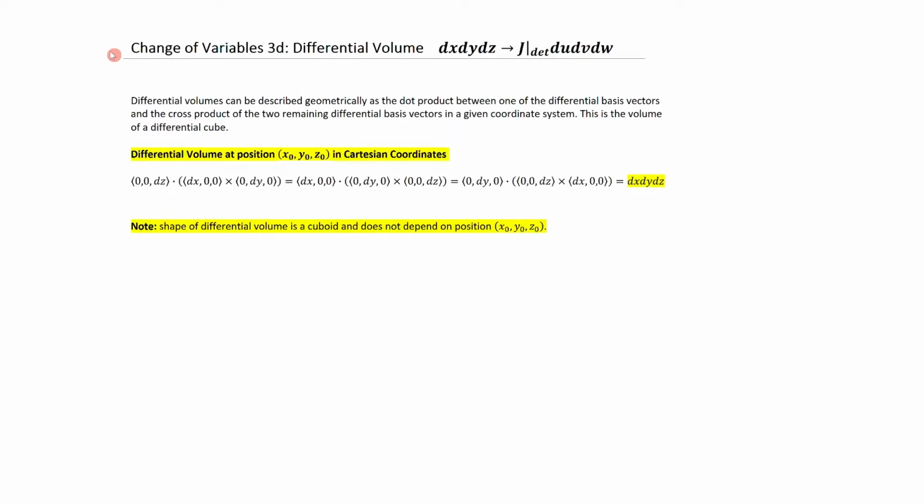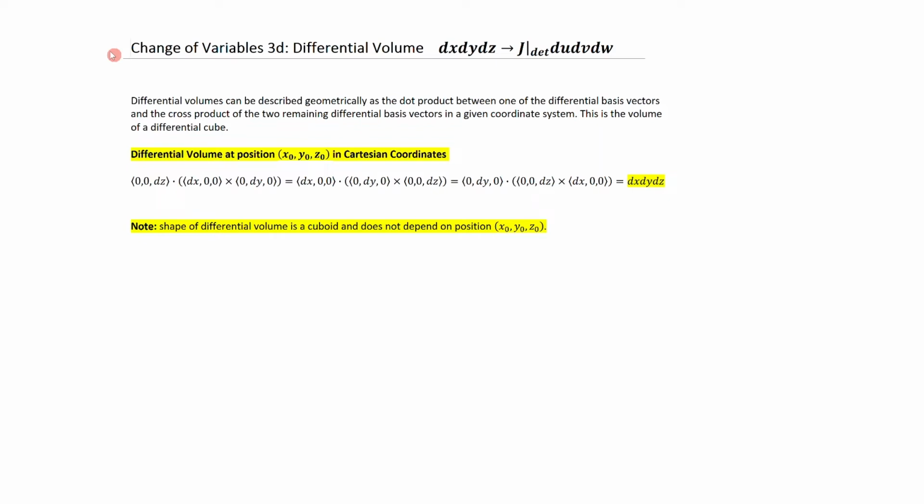All right, so what I'm going to basically show you is that if you take a differential volume in Cartesian coordinates, which would be dx, dy, dz, it transforms according to the rules shown: you take the determinant of the Jacobian matrix and then multiply by the differential volume in the new coordinate system, which means du, dv, dw. So, a general note: differential volumes can be described geometrically as the dot product between one of the differential basis vectors and the cross product of the two remaining differential basis vectors in a given coordinate system.